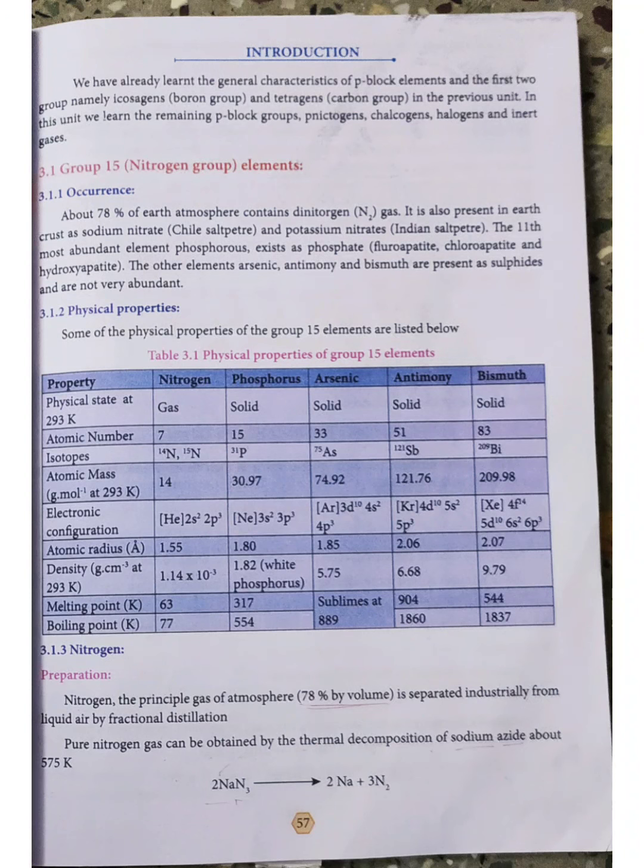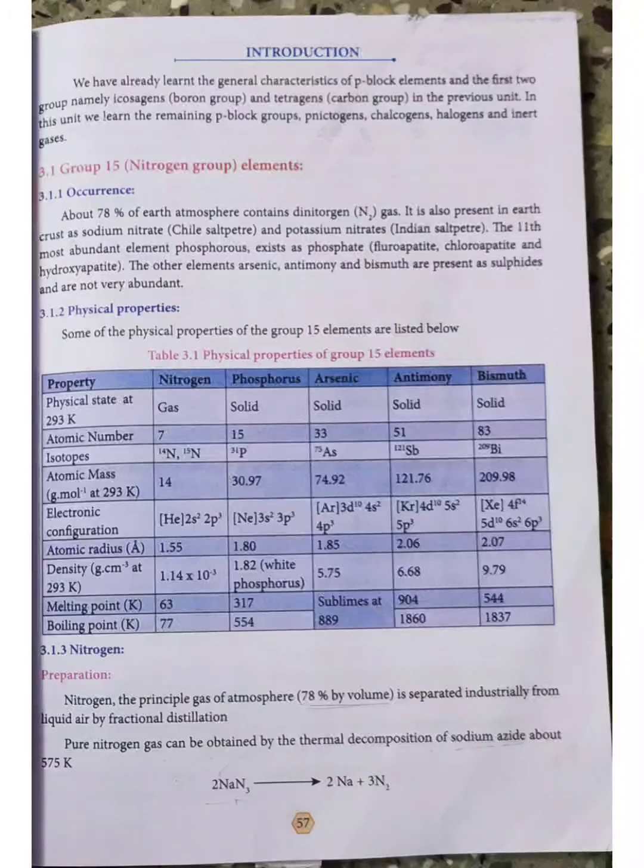In this P block elements 2 lesson, we are going to discuss group 15 family, pnictogen, group 16 family, chalcogen, group 17 family, halogen, and group 18 family, inert gases. For these four families, we will discuss elements, compounds, properties, uses and preparation. The first group we are going to discuss is group 15, which is nothing but the nitrogen family.